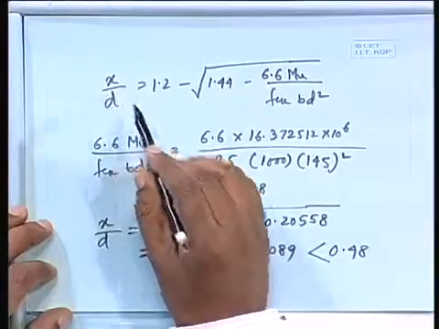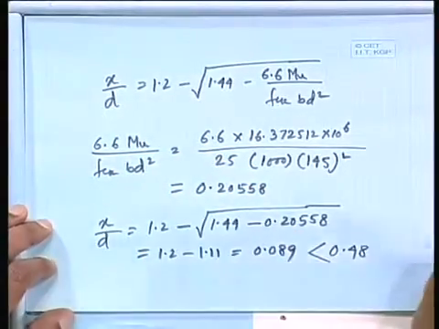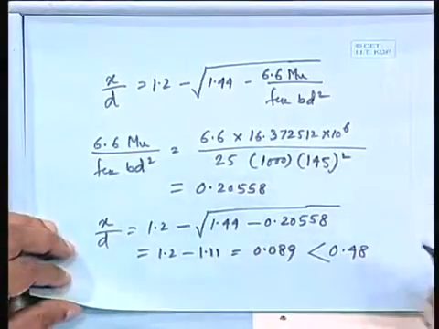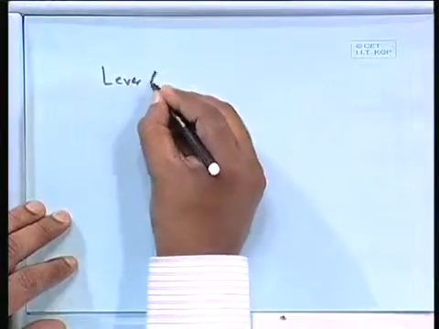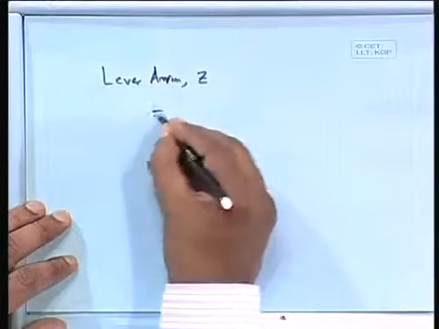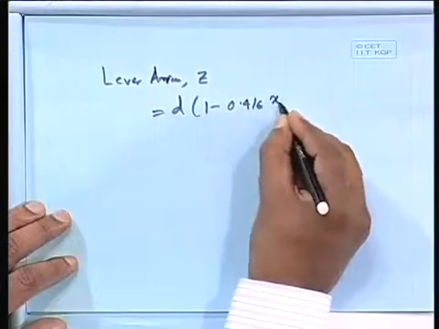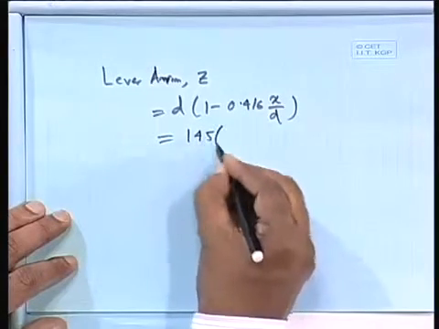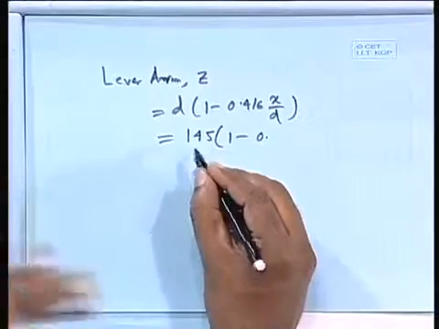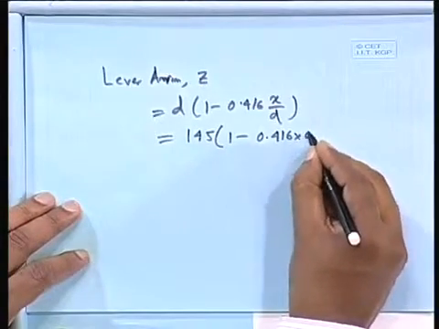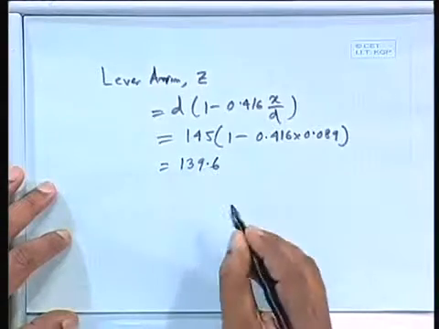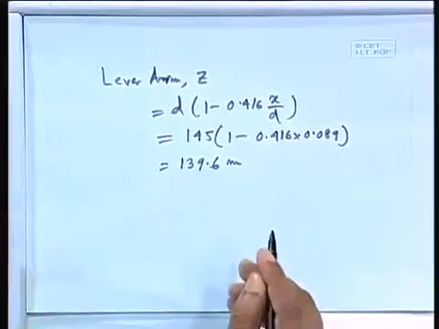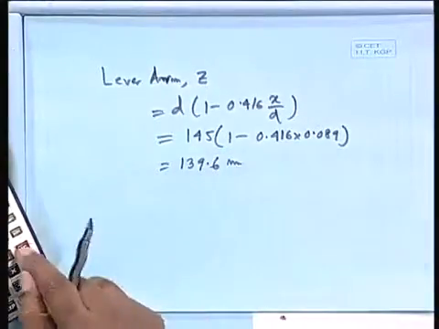If we can find out x by d, then we can find out the lever arm, which is d times 1 minus 0.416 x by d. So these are the 3 formulas we are using in the slab design, and we can find out the area of steel finally. Now the lever arm Z equal to d times 1 minus 0.416 x by d, which comes as 145, not 155, 145 because we are doing in the other direction, 1 minus 0.416 times 0.089, which comes as 139.6 millimeter.